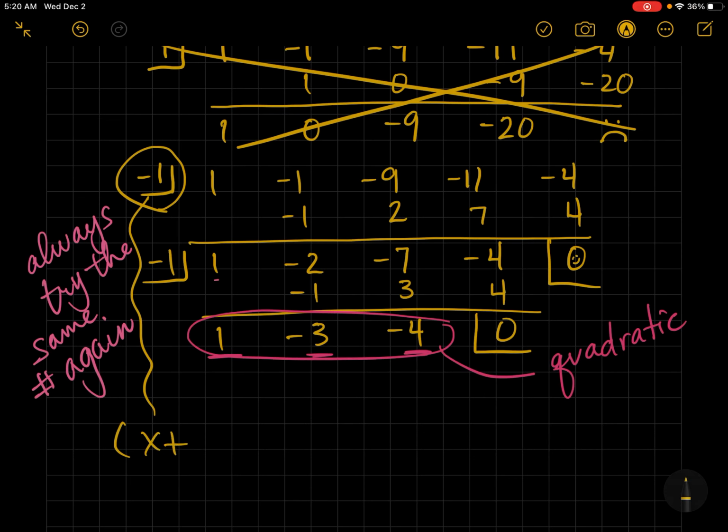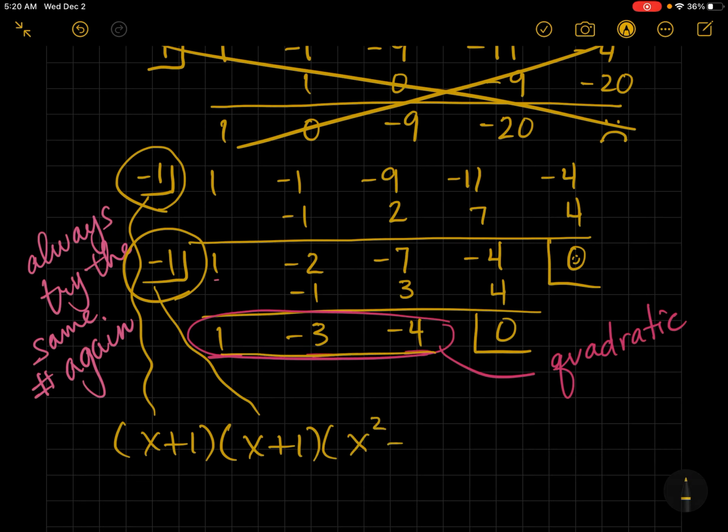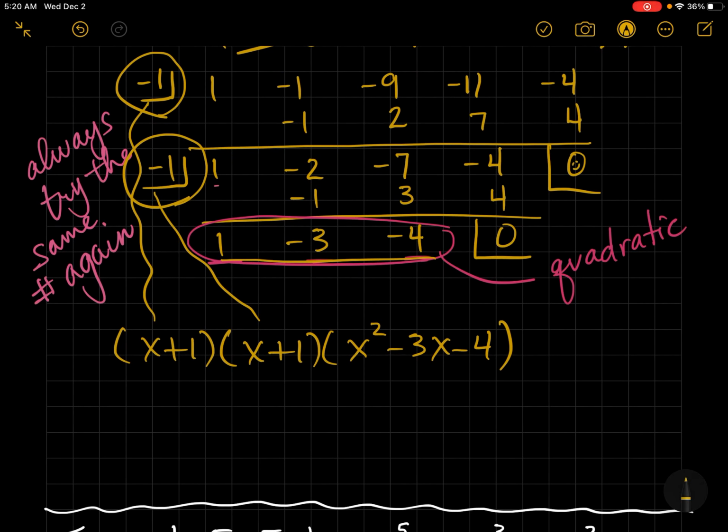This is an x plus 1. This is another x plus 1. And this right here is x squared minus 3x minus 4. It's a quadratic, and I'm a quadratic specialist. So I'm going to try my diamond, cross my fingers. I need 2 numbers that multiply to -4, but add to -3. So I'm going to make the big one negative. Okay, so I'm just bringing this down.